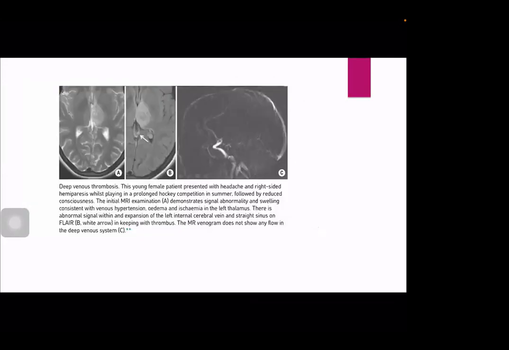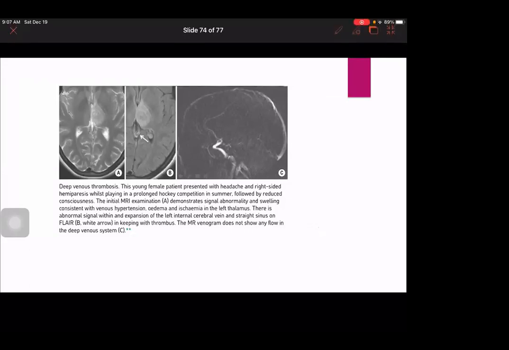Again, this image belongs to a patient who developed deep vein thrombosis and cerebral infarction. You can see there is edema and swelling of the left internal cerebral vein. And on the venogram, you can see the presence of the superficial venous system, the superior sagittal sinus, but absence of the deep cerebral venous system.